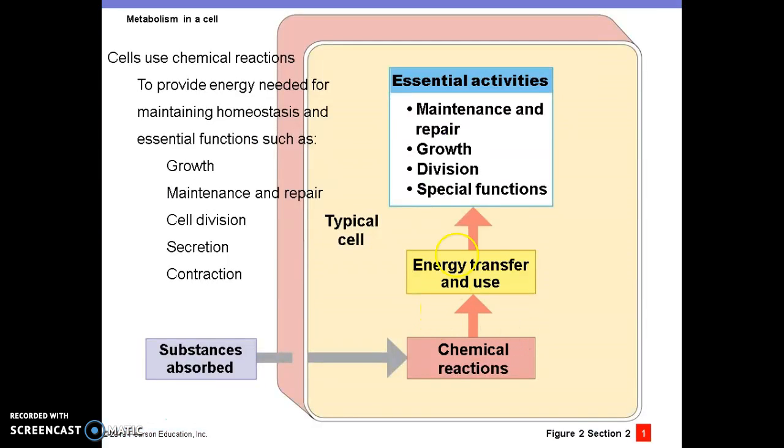Well, we use chemical reactions to provide energy, to maintain homeostasis, essential activity. Substances absorbed are nutrients. So everything you eat is going to go into your body to form every single part of your body. So we will break down those nutrients. Our mitochondria will produce ATP in order to grow, to divide, maintenance and repair, special functions.